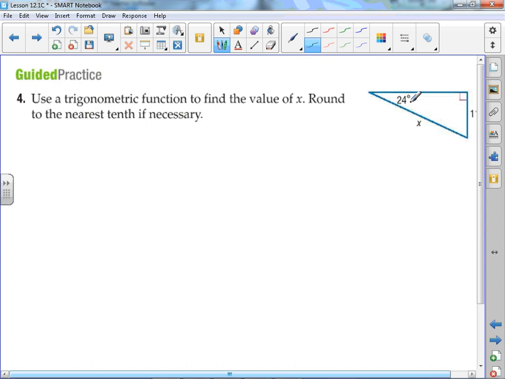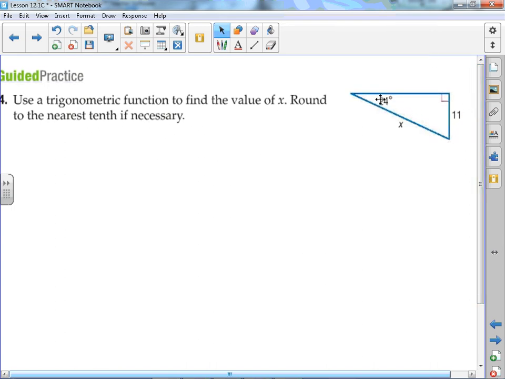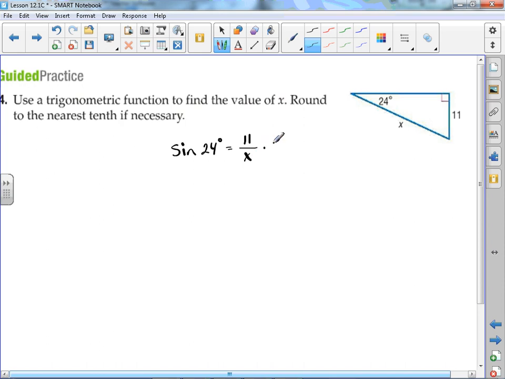Remember, SOHCAHTOA. In relation to this side over here, or this angle, we've got an opposite, we've got a hypotenuse. So let's go ahead and set this up. That would be the sine function, the opposite over the hypotenuse. So I'll set it up like this. Sine of 24 degrees equals 11 over x. Now I need x over on one side by itself. So step one, I'm going to get the x out of the denominator by multiplying both sides by x. That's going to move the x from this side over to this side. All right? So what I've got now is x sine 24 degrees equals 11.